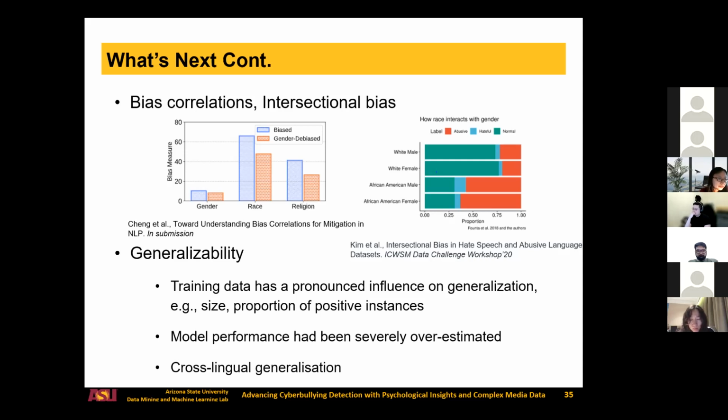And then, there are several types of generalization. For example, what I mentioned earlier is the generalization across different platforms, right? There is also cross-lingual generalization. Mostly the current work focuses on English, but what about other languages? So there is also a cross-lingual generalization.